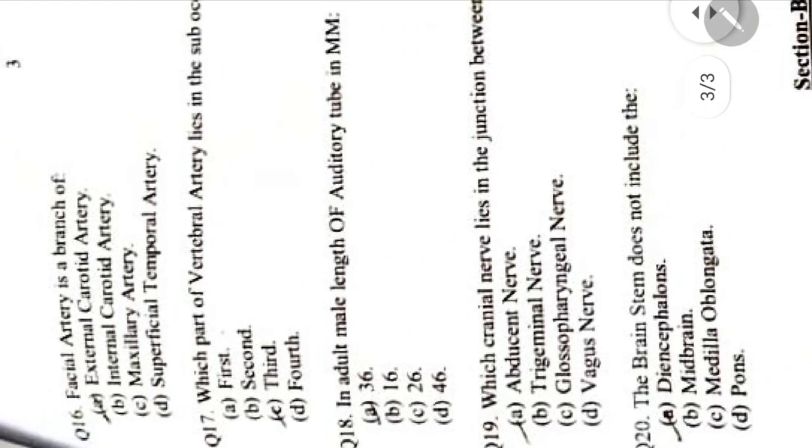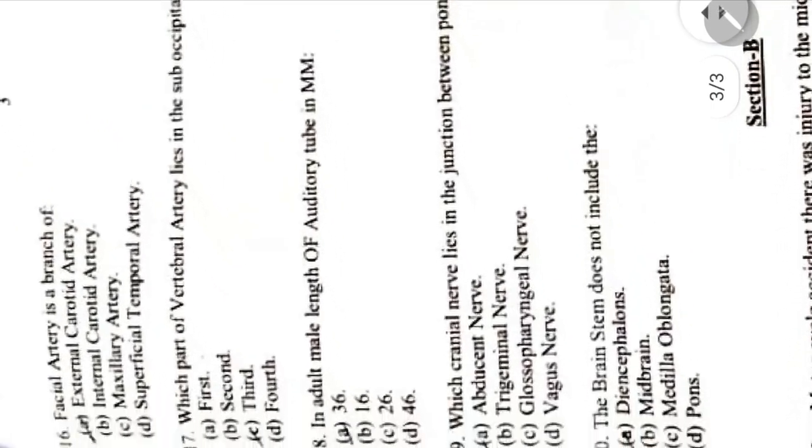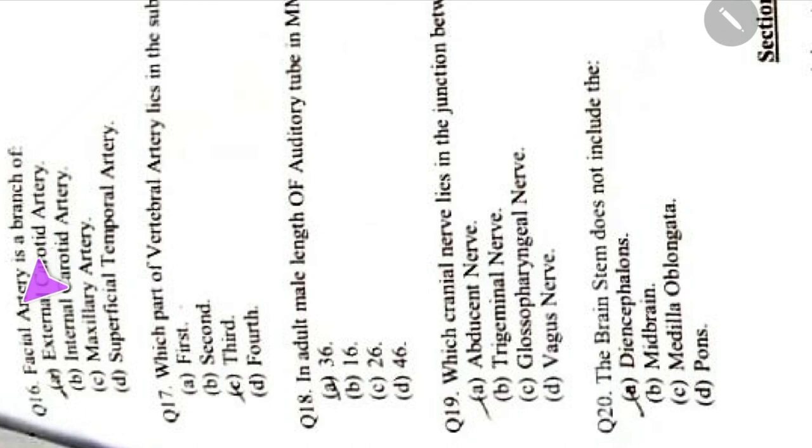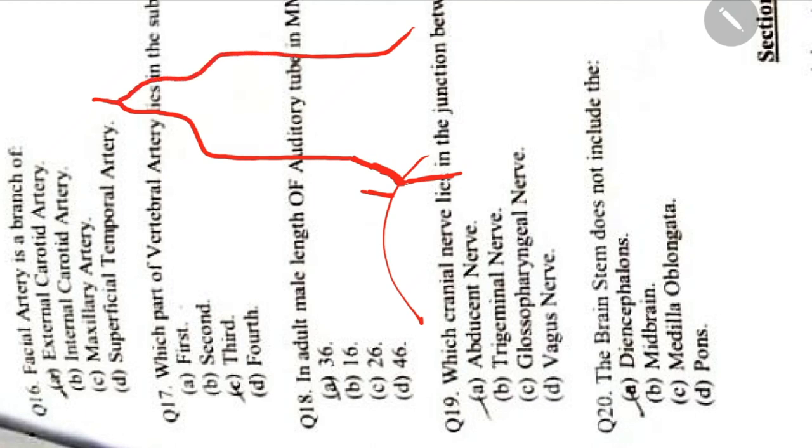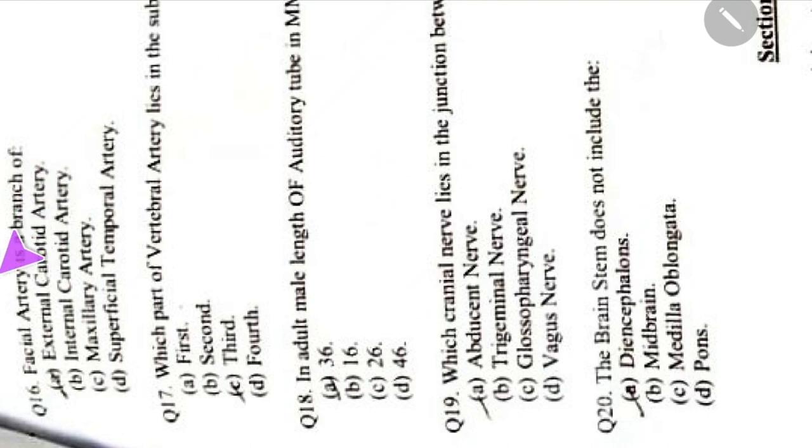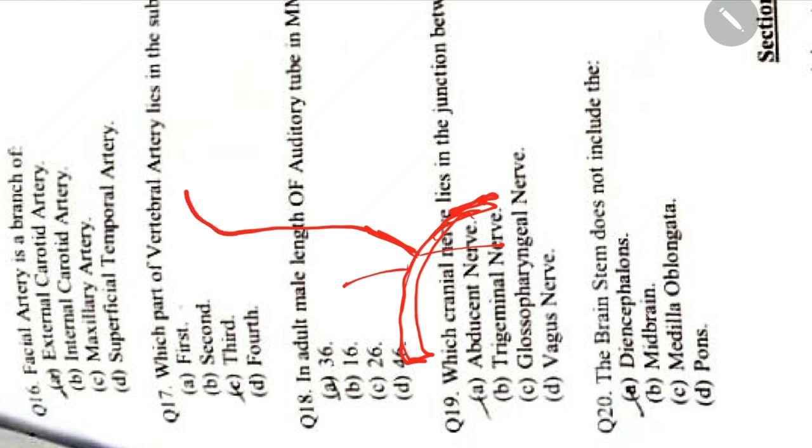Which part of the vertebral artery lies in the suboccipital triangle? Okay, this although is an easy one. The first part of the subclavian gives the vertebral artery, thyrocervical trunk and internal thoracic artery. So we are talking about this first artery, this vertebral artery. This is thyrocervical, vertebral and internal thoracic. This is subclavian, right? Okay, so this is the vertebral artery: first part, second part, third part, fourth part.